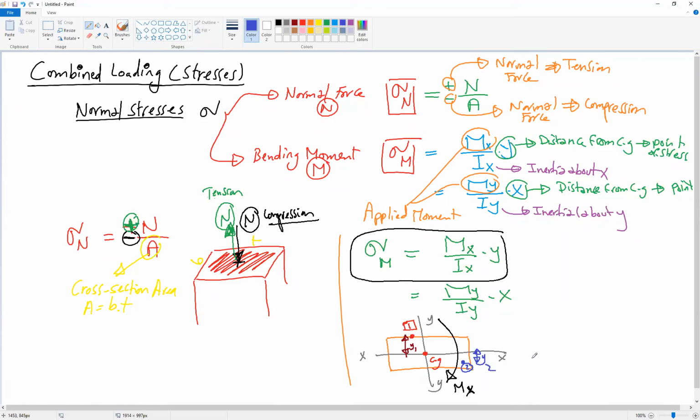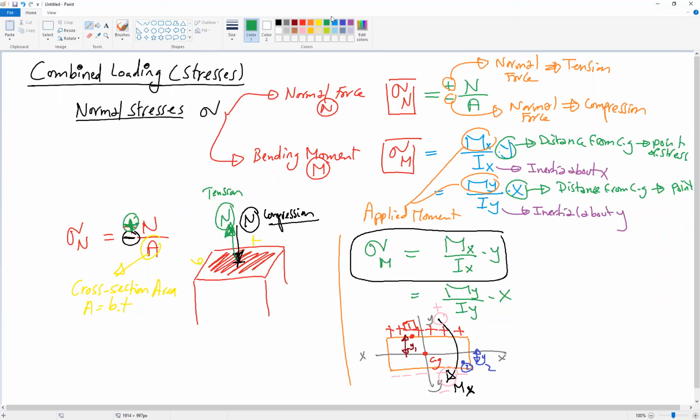Okay, and as you know, this moment is causing tension at one side of the section and causing compression at the other side. So this is the tail of the moment, causing tension, and the head of the moment causing compression. So this is the Mx case.